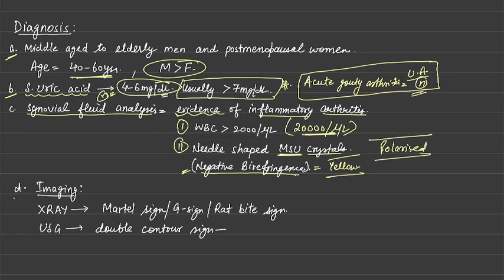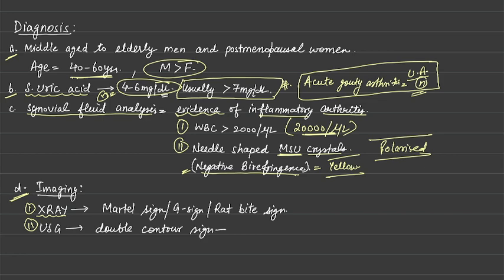Then we do imaging. We have three or four modalities of imaging. One is X-ray, second is USG. We can do CT or MRI also, but in most cases in Indian settings they are not done. They are not required, right? Because of the availability and stuff like that. So first of all, we do X-ray to begin with. X-ray is widely available and easy to interpret.